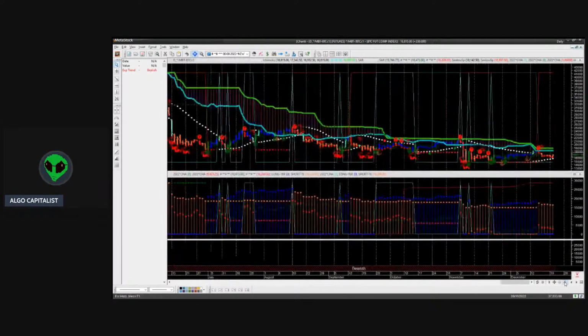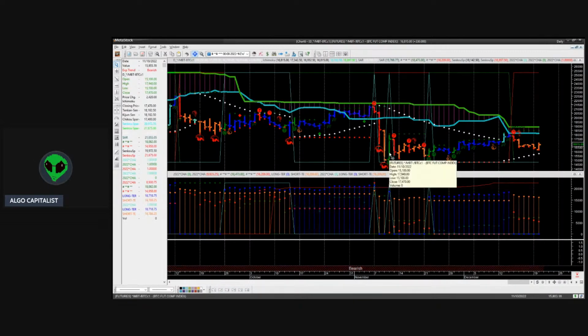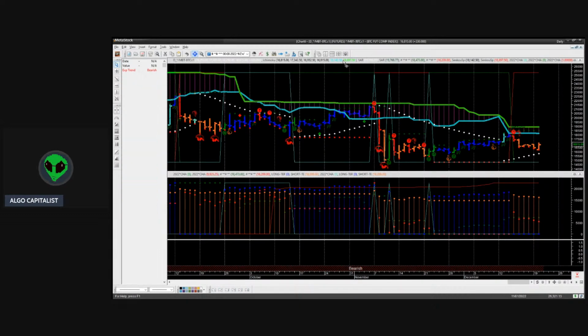Next up is Bitcoin. All right, so Bitcoin has still consolidated, moving sideways with a bearish bias, but still trading within the consolidation bar on November the 10th. Nothing has changed. We are several weeks in the making.